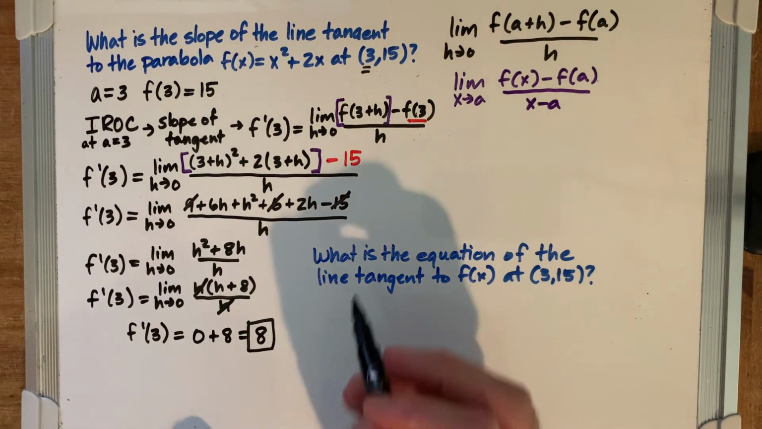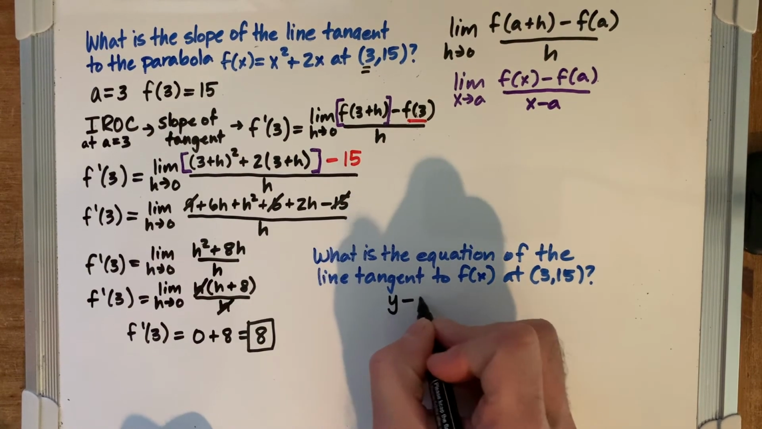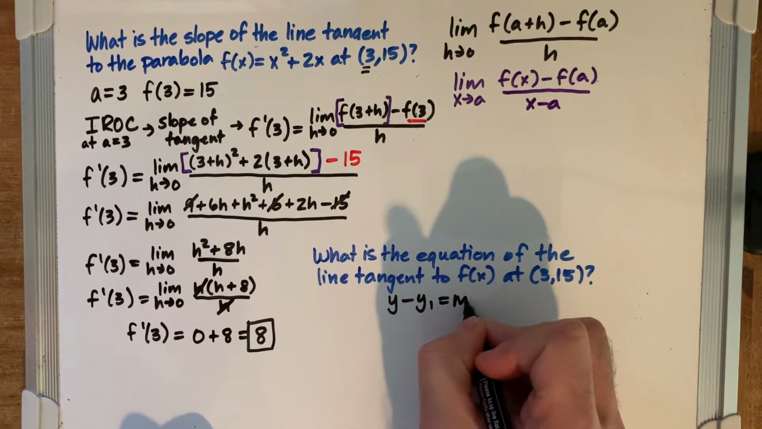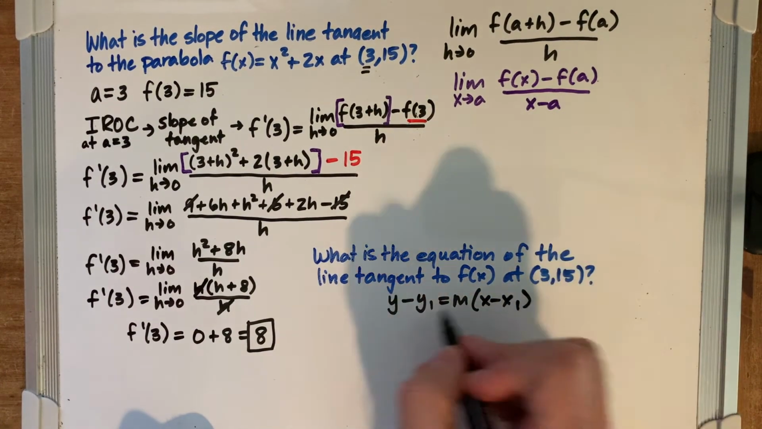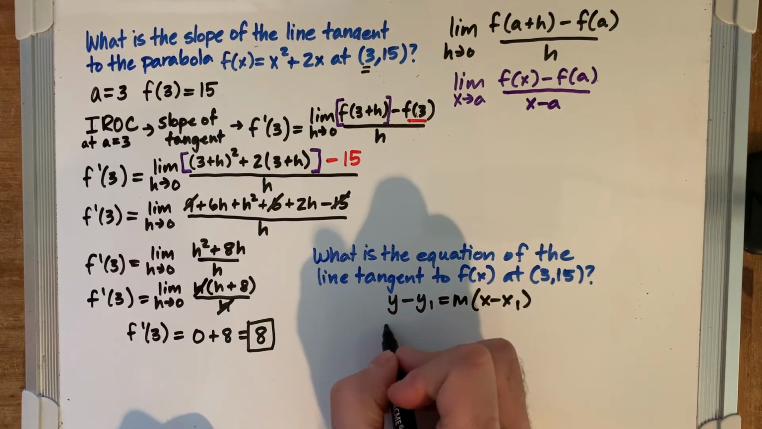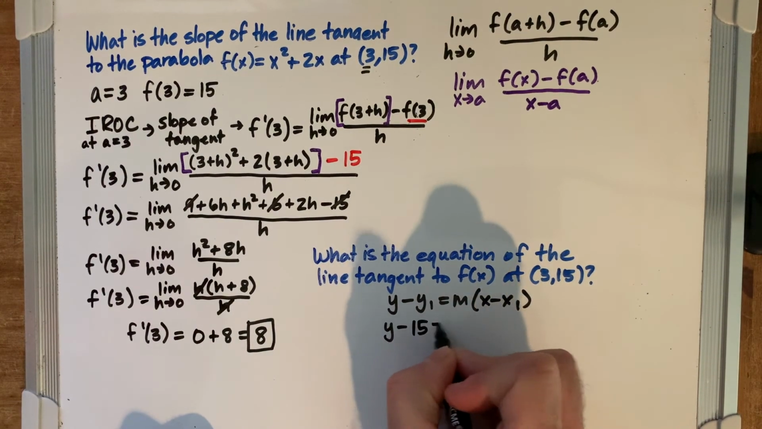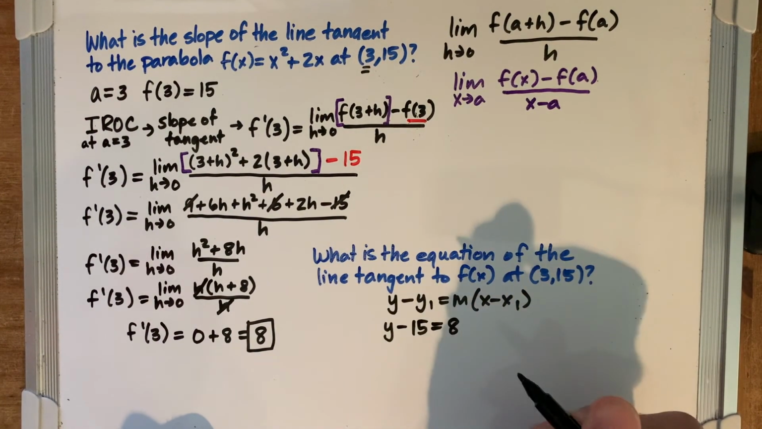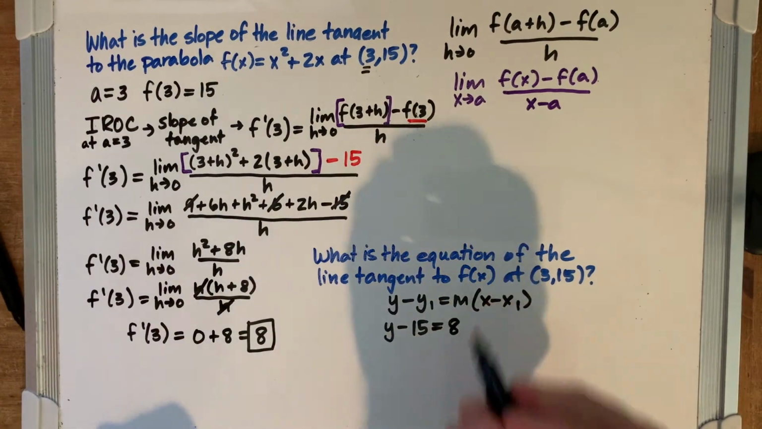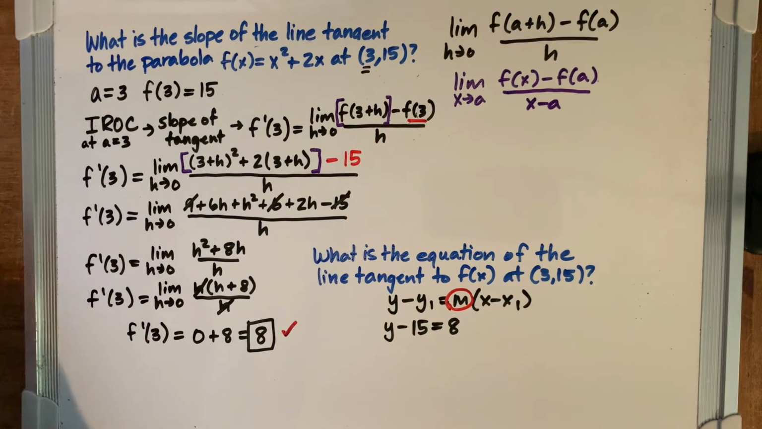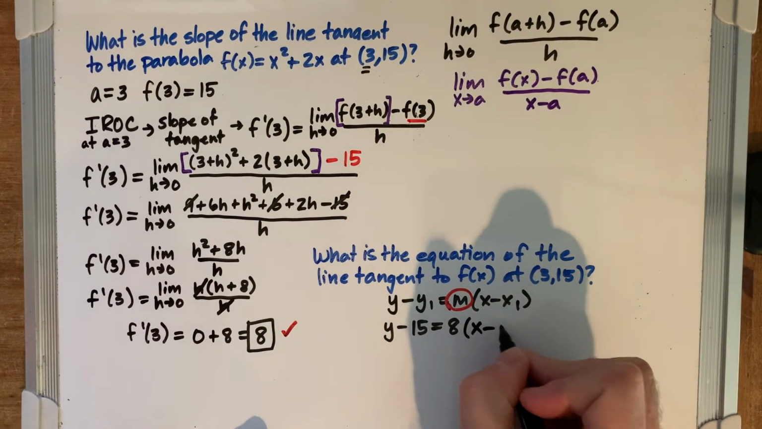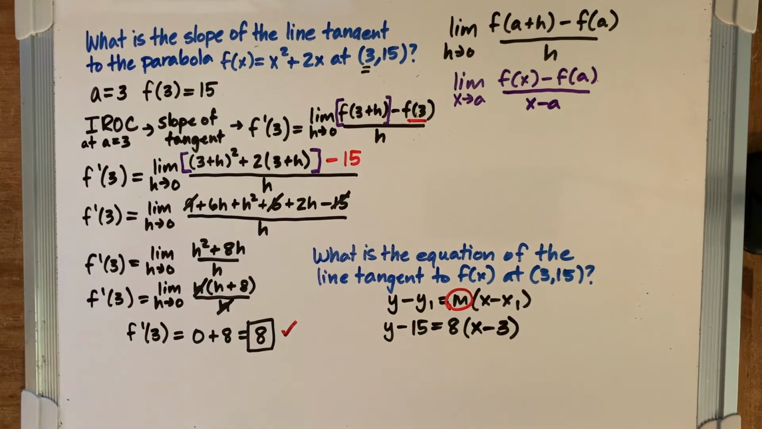And so we're going to go with some point slope form. y minus y1 equals m times x minus x1. We plug in our point, (3, 15). So we've got y minus 15. The slope here is 8. Okay, that slope is the derivative. And then I'm going to go times x minus 3. And so this is getting me that slope of that tangent line.